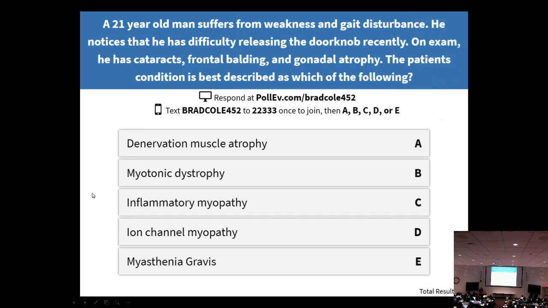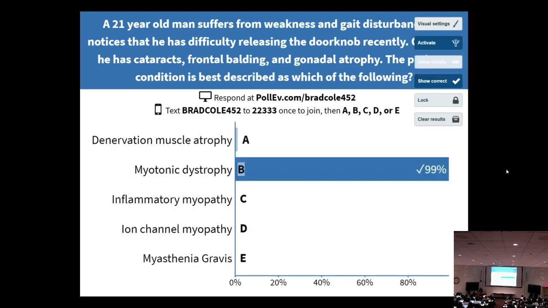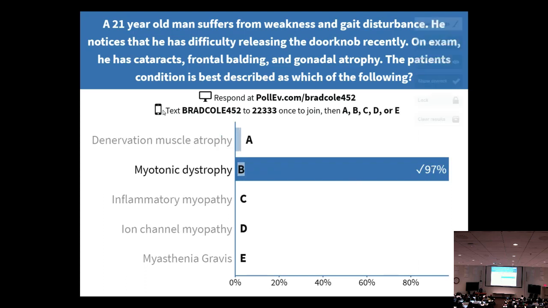Okay, here was a UWorld question from yesterday's lecture. Oh, I shouldn't have narrowed the list for you there. Oh well. All right, pretty straightforward. Myotonic dystrophy question.